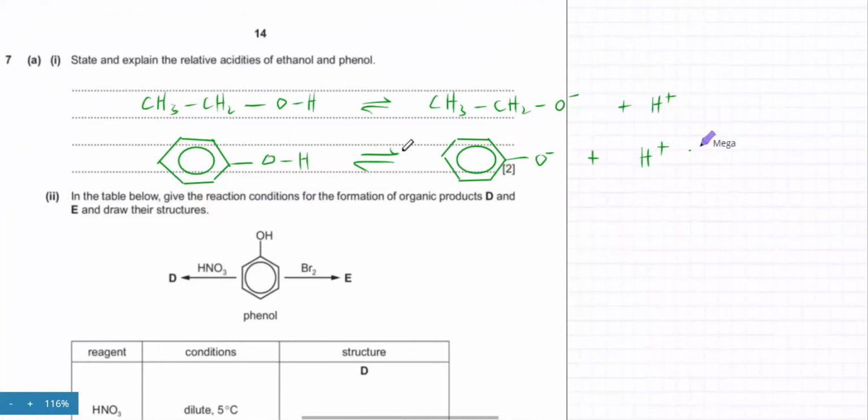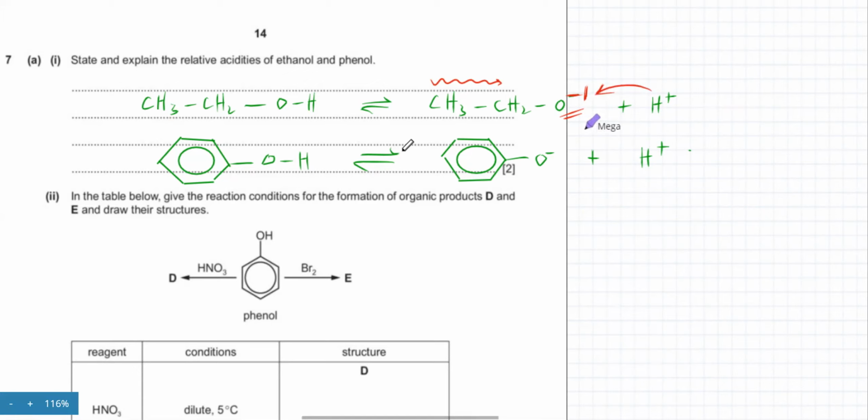So what's the reason for that? They're asking for the explanation. The explanation is that you have a carbon chain which has an electron donating effect. Because of that, the negative charge over here becomes bigger. The negative charge density increases. And if the negative charge density increases, it's going to attract the H+ back again. It's not going to dissociate.